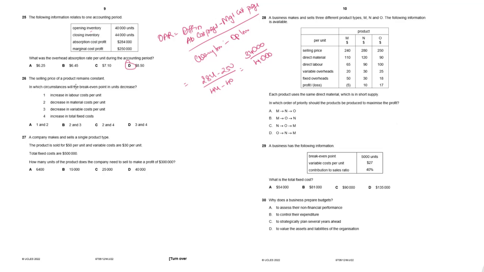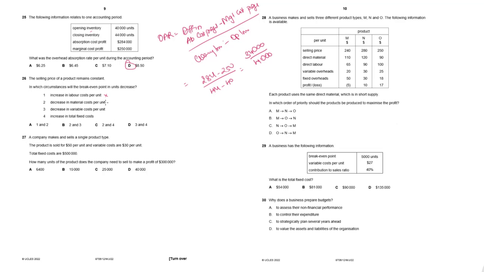The selling price of a product remains constant. In which circumstances will the break-even point in units decrease? Break-even decreasing means that you have to sell fewer units to achieve profits. So let's see what will help us do that. Increase in labor cost, that's not true. If your labor cost increases, you'll have to sell more output to make sure that you cover the profit. So that's not a correct statement.